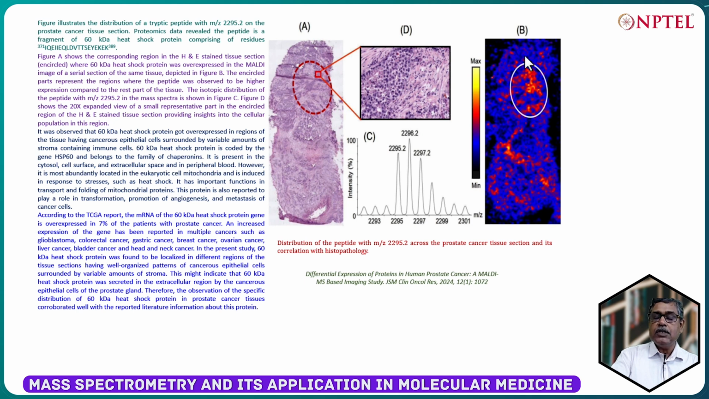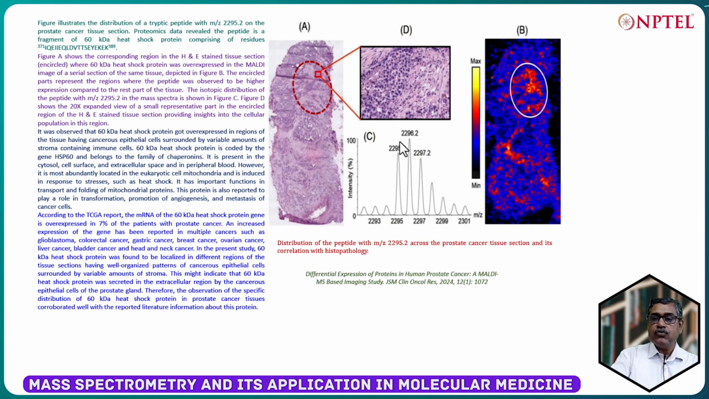This is the MALDI image of the serial section of the tissue, and this basically shows where the heat shock protein 60 kilodalton is overexpressed here, and this is how the H&E stained tissue section looks like. Now, the encircled part represents the region where the peptide was observed to be higher in expression compared to the rest of the tissue, and the isotopic distribution of the peptide having m/z 2295.2 in the mass spectra is shown in figure C.